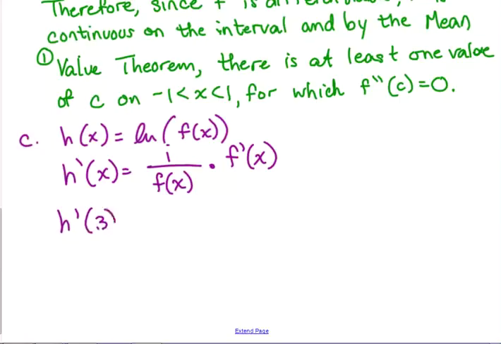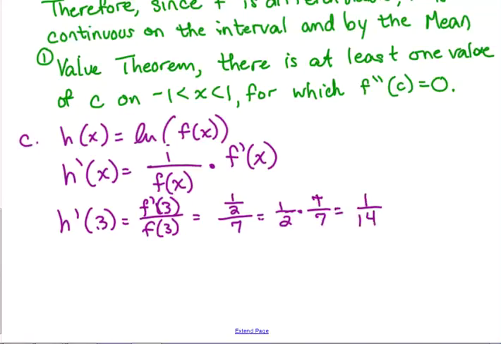So h'(3) is equal to 1 over f(3), or let's just go ahead and put this as one fraction here. The derivative part's on top. So f'(3) from the table is 1/2. f(3) from the table is 7, so that's 1/2 times 1 over 7. So this is equal to 1/14.